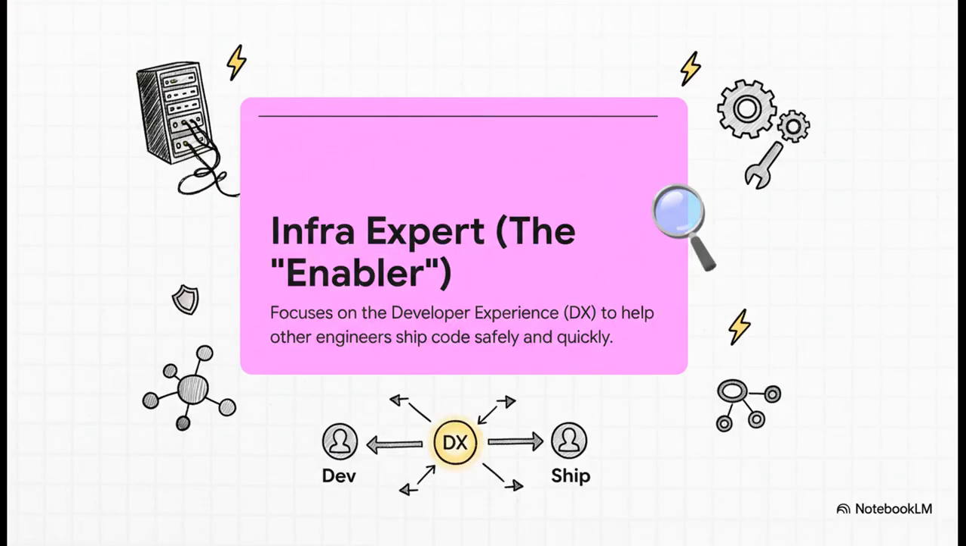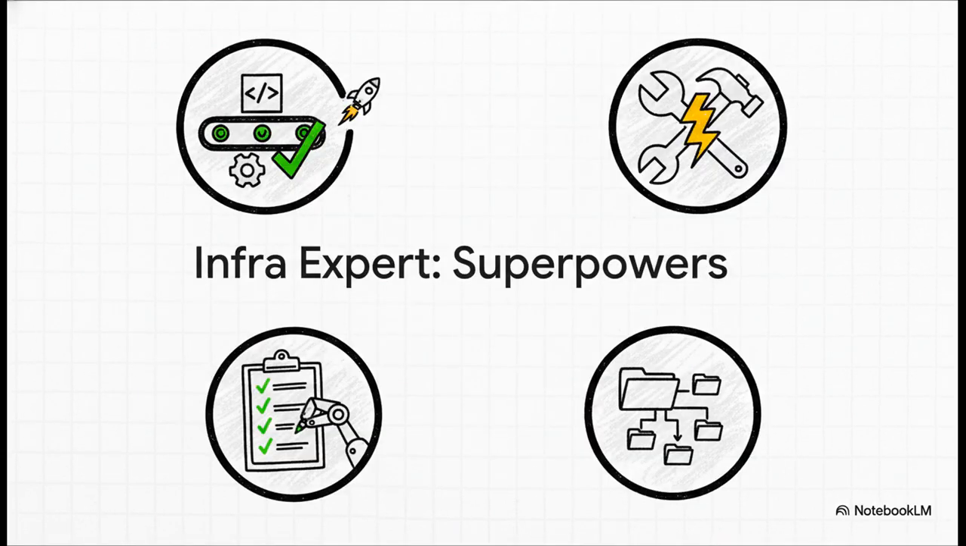Okay, this one is fascinating. The infrastructure and tooling expert, their primary customer isn't the end user, it's their fellow developers. As the enabler, their whole mission is to improve the developer experience, making it faster, safer, and just plain better for the entire team to ship code. So what do their superpowers look like?